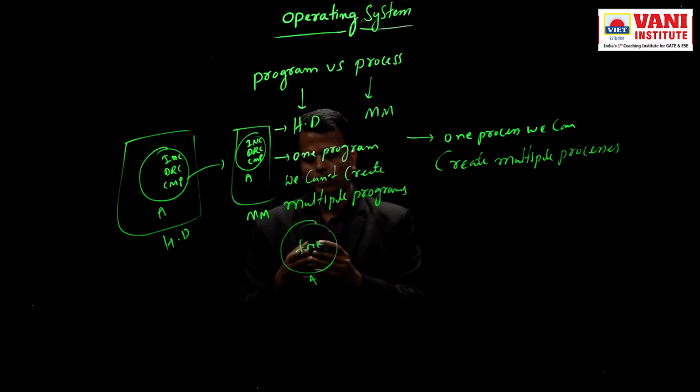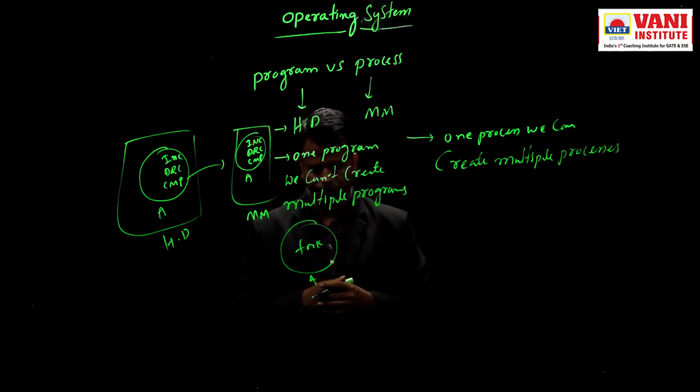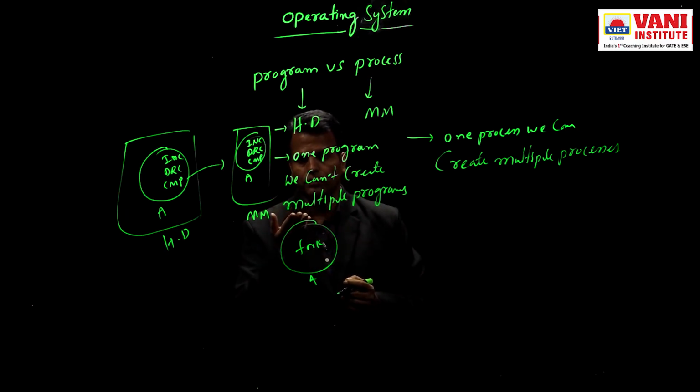Since we know that the functionality of fork is to create another child process, in order to create a child process, first of all, you need to run this program on CPU. Yes. In order to run on CPU, first of all, you need to bring that program inside the main memory. Yes. But where is the program present right now? On hard disk. So that's why with one program you cannot create multiple programs.